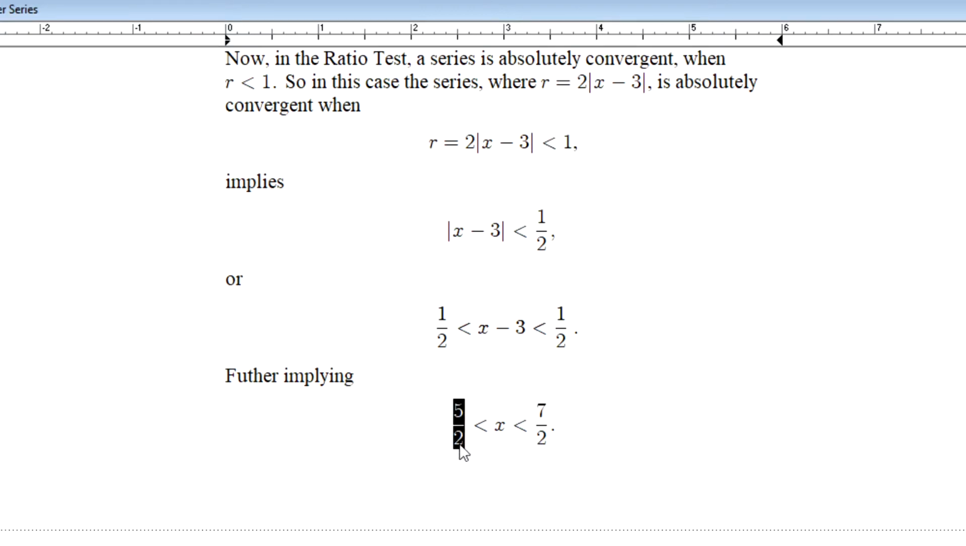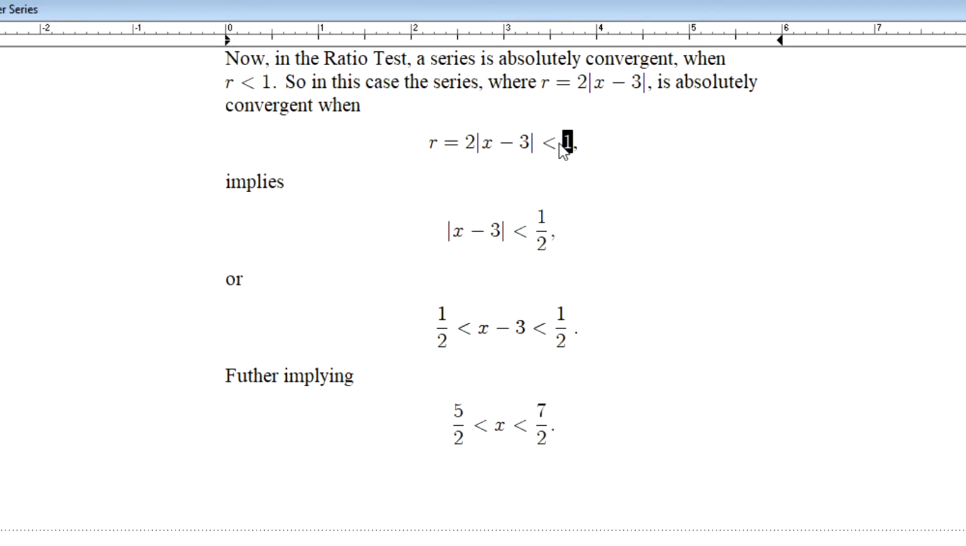What you will notice is these individual bounds, 5/2 and 7/2, were values of x back here in our test that actually caused the value of r to equal 1. 5/2 caused it to equal 1, and 7/2 will cause it to equal 1. Both of those will cause this absolute value to be 1/2 in value, and when multiplied by 2 will be equal to 1 in value.